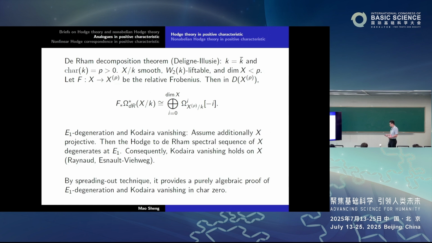And you cannot drop liftability either. When it's non-liftable, there is the classic counterexample by Raynaud, who constructs an algebraic surface in characteristic p where Kodaira vanishing fails. So this implies that liftability is crucial here. And the recent work of Petrov showed that if the dimension is p plus 1, then Hodge degeneration also fails. So this is really as optimal as we can expect.